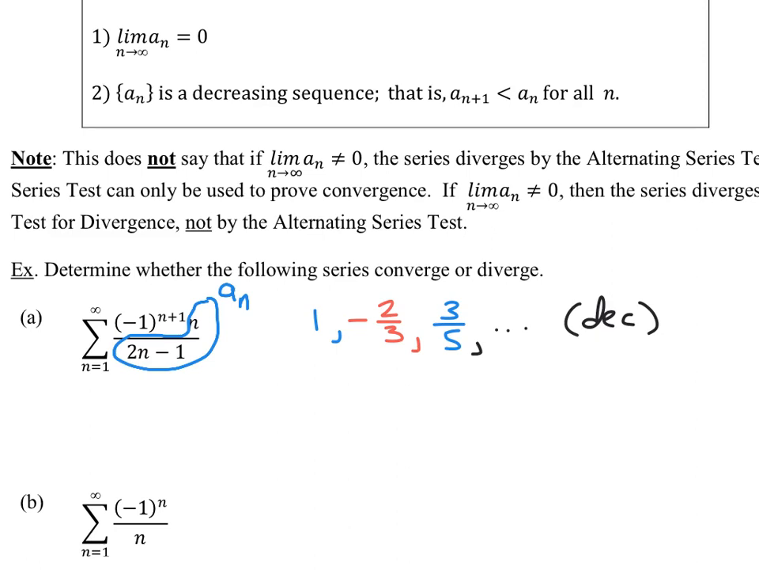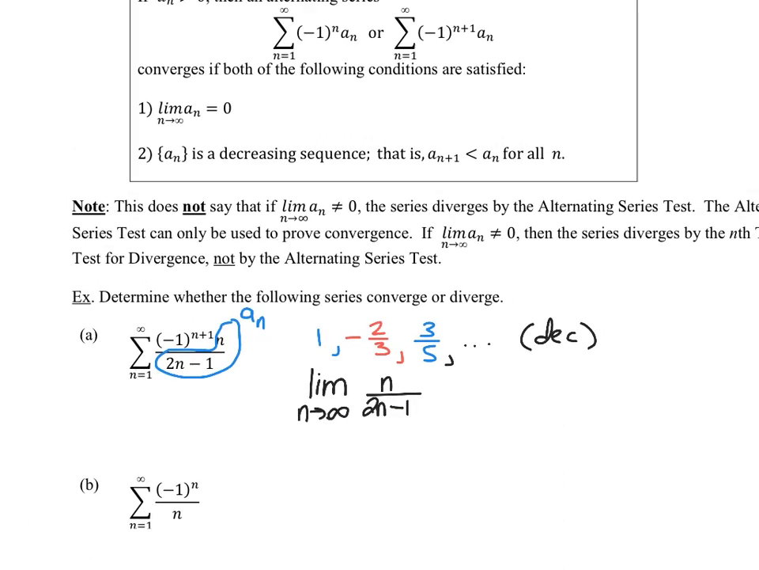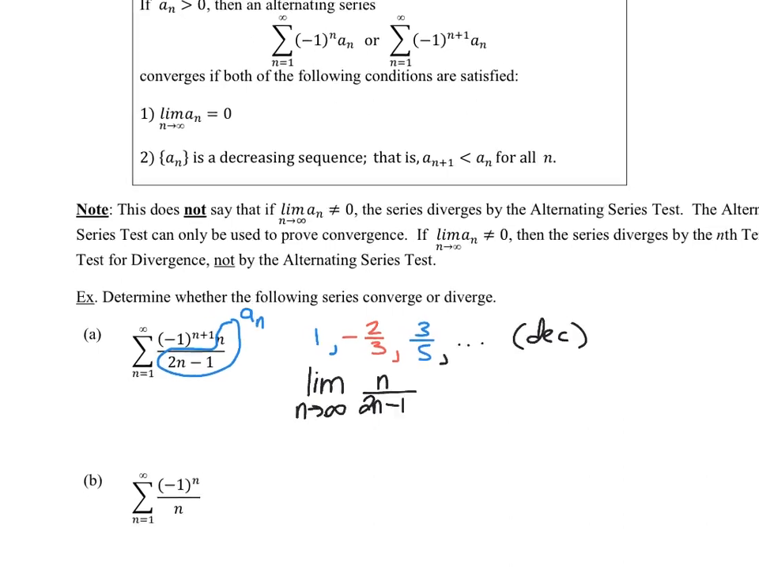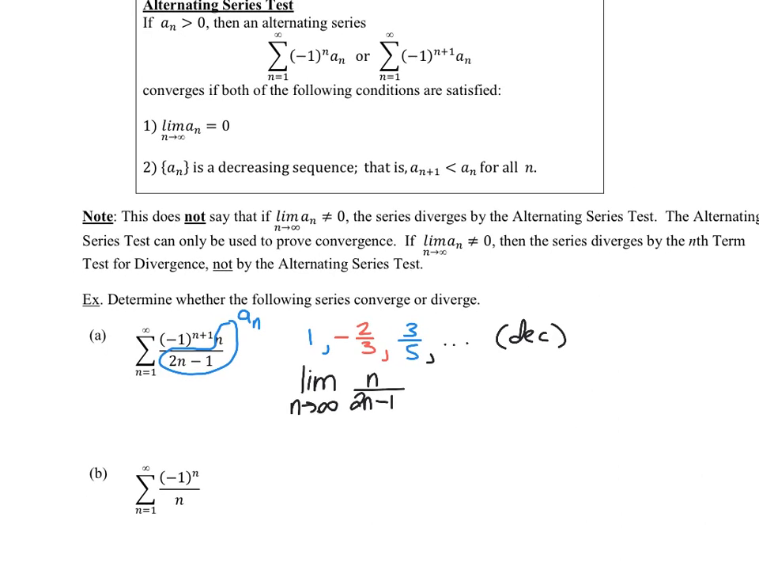Now, in order to determine convergence, I just need to show that the limit as n approaches infinity of n over 2n minus 1 is going to be equal to 0. All right, so again, a sub n is greater than 0. All right, so these are all positive values, assuming that we're plugging in numbers. So the only thing that would make this negative is the negative 1 to the n plus 1. So a sub n is positive, so we're good there.